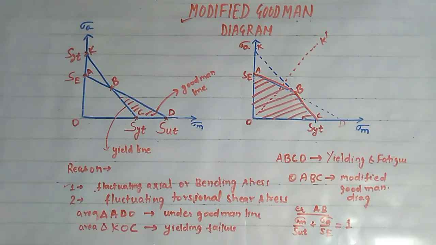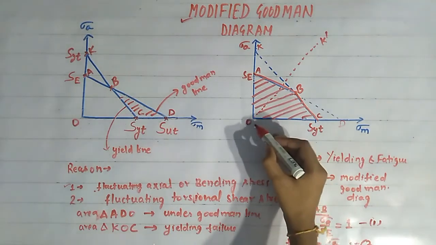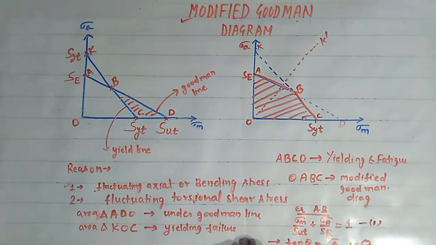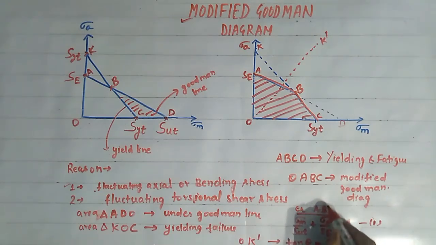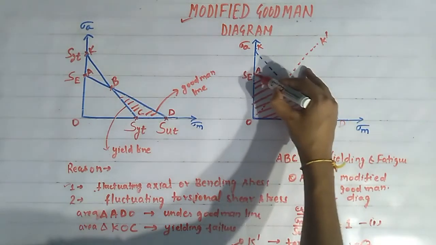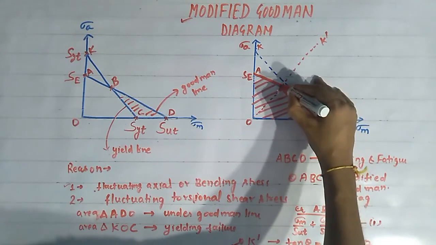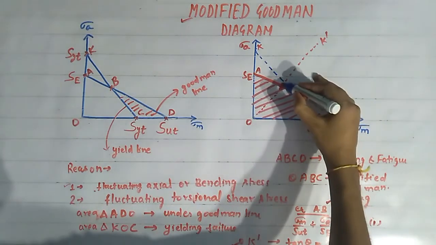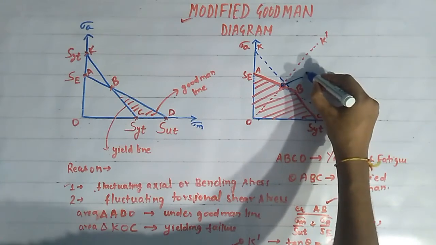Now we will solve the question based on the Goodman diagram by using equation number 1, and equation number 2 is tan theta is equal to sigma a by sigma m. So using these two equations we will solve the problem based on the modified Goodman diagram. See the equation of line 2, that is the line OK dash. So this is the equation of line OK dash. When these two lines intersect each other, that is the line AB and the line OK, they intersect somewhere here. So this is the point X.